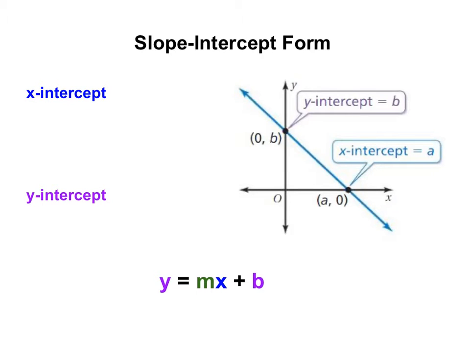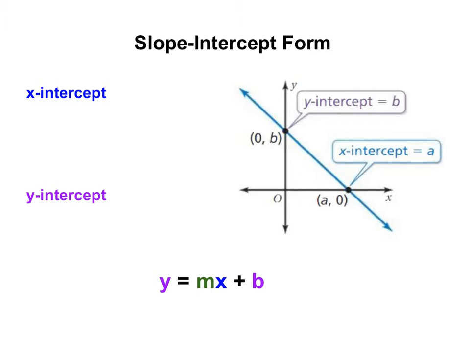Today we're going to start talking about slope-intercept form. A linear equation that is written in this format, y is equal to mx plus b, is said to be written in slope-intercept form. So let's go through some of the vocabulary first before we look at the equation a little bit more.